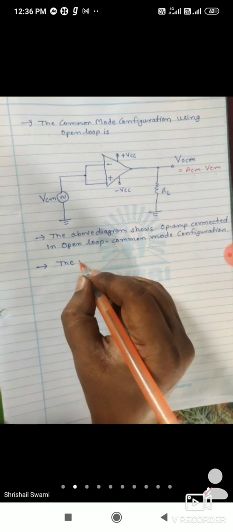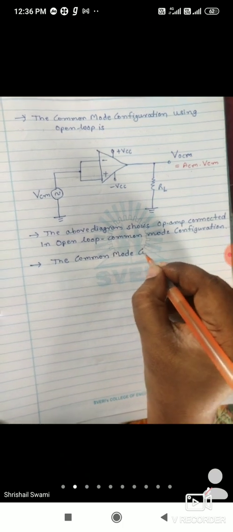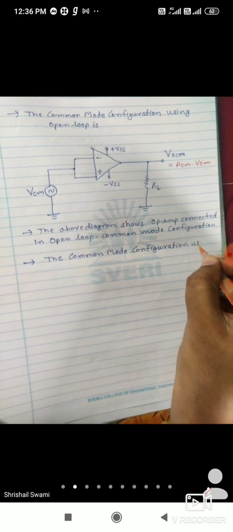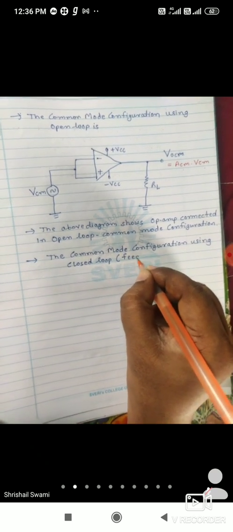Open loop common mode configuration. Now the op amp can be connected with feedback in common mode configuration also. So the next point will be the common mode configuration using feedback or closed loop, which is given by this diagram. So I will draw the diagram.